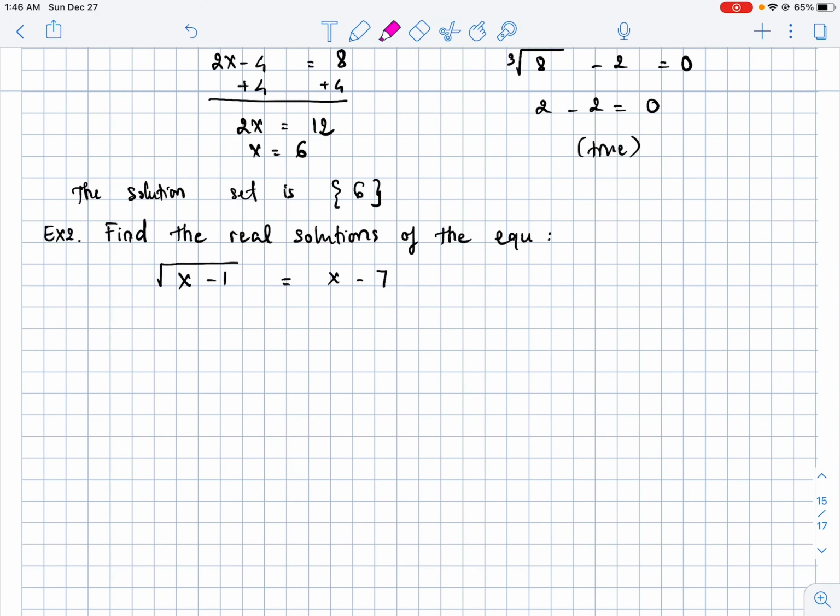In example number 2, the radical is already on one side. The x is not radical, the 7 is not radical, it is already on the other side. We don't need to separate them, they are already separated by the equal sign in the middle. The next step is we need to square both sides because the index is 2, which we don't see, to get rid of the radical. So we get x minus 1.